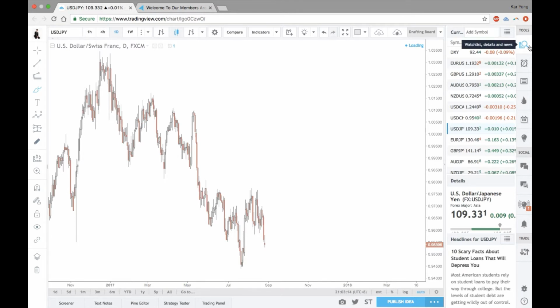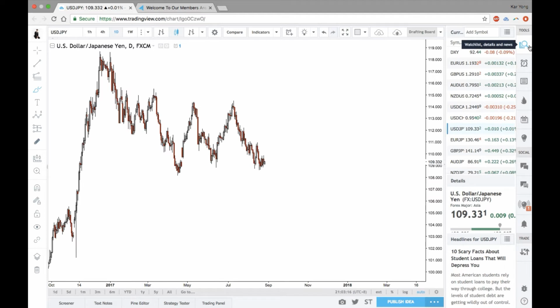Okay, so flat, clear. That's exactly the process I apply to identify a flat and how to prepare yourself if you want to trade a flat.